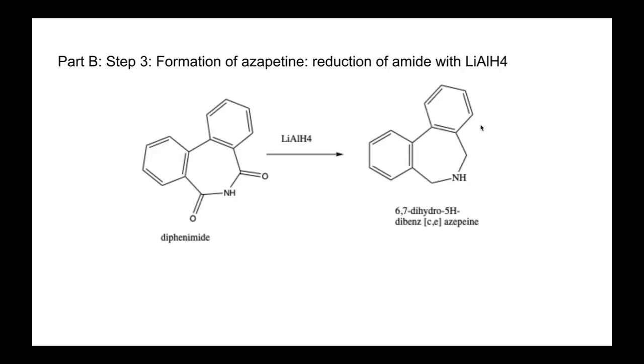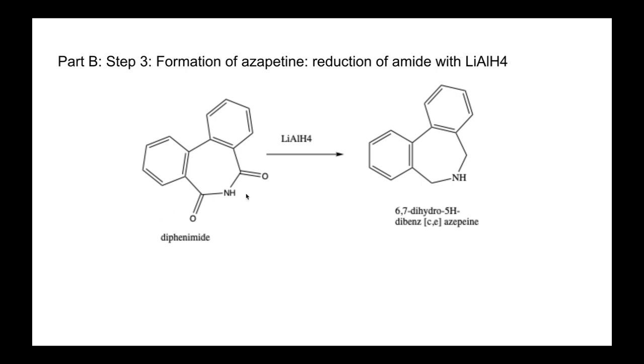So the next reaction that we'll be looking at is step 3 in the formation of azapentene. And this is a reduction reaction of an amide using lithium aluminum hydride as the reagent. And the nucleophilic H from the hydride reagent adds to the electrophilic carbon of the polar carbonyl group of the amide, and electrons from the carbon-oxygen double bond move to the oxygen, giving it a negative charge.